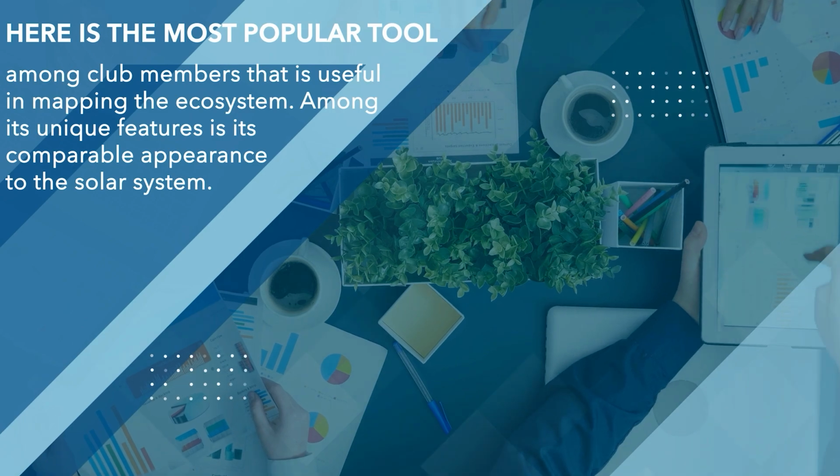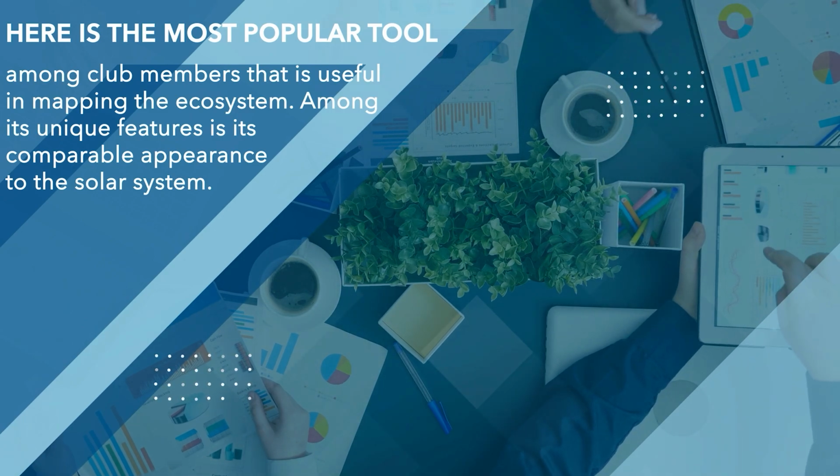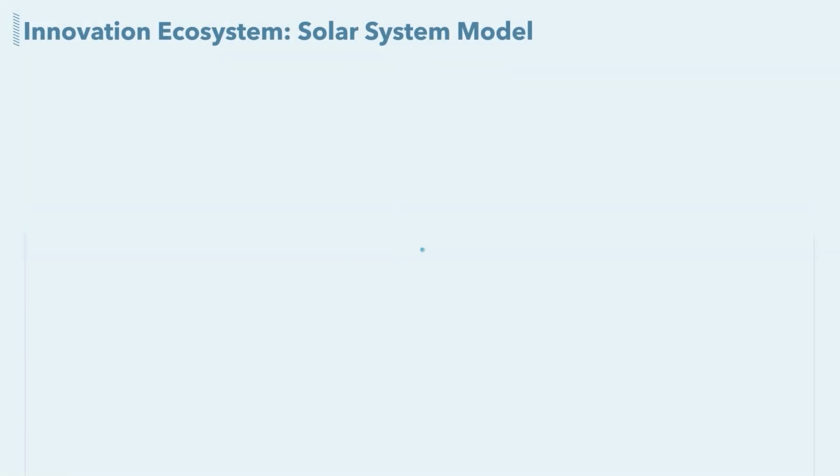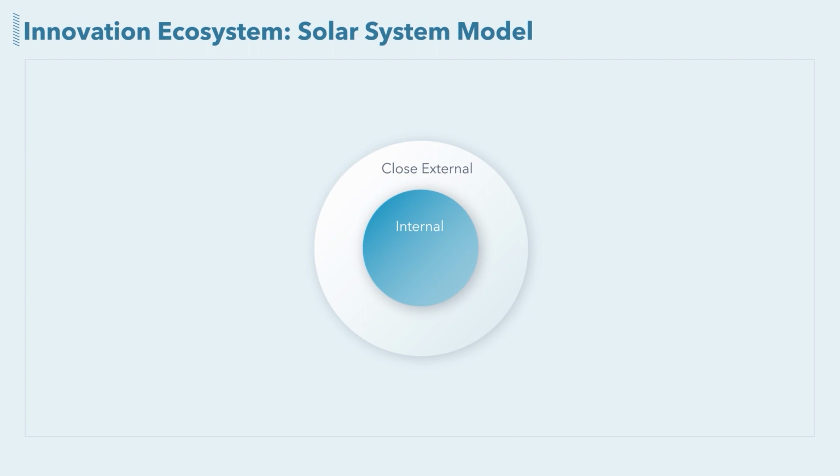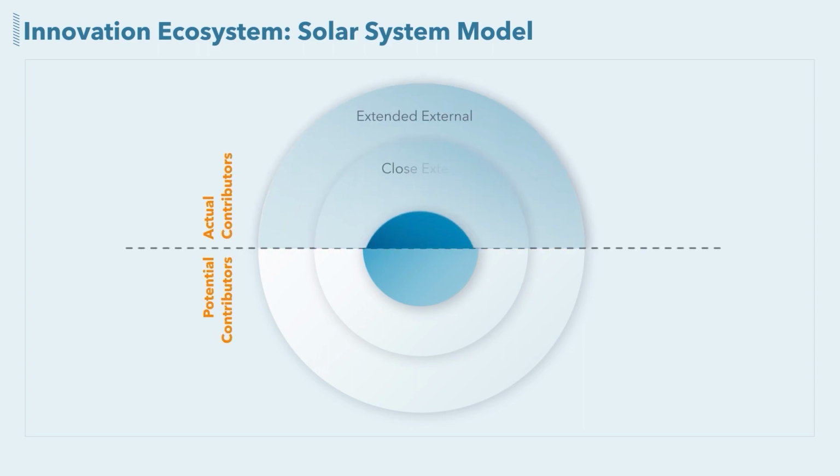Among its unique features is the comparable appearance to the solar system. Notice that the internal ecosystem is at the center. Like the sun, it radiates to the close external ecosystem and extended external ecosystem, and potential contributors emerge around it. The actual contributors and potential contributors to the innovation ecosystem are indicated in separate sections of the radius to distinguish the actual contributors from potential contributors.